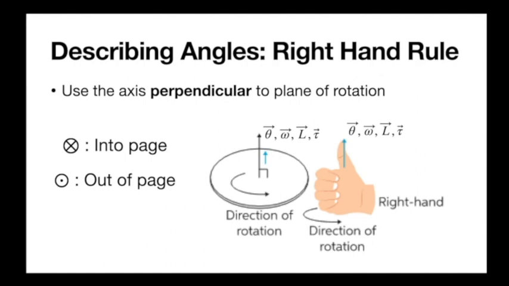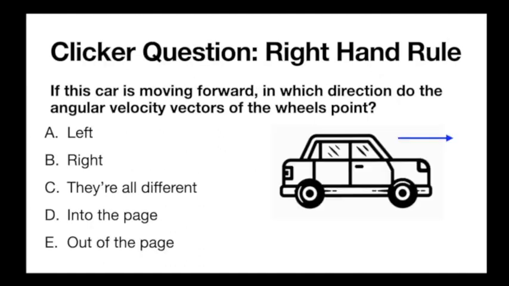Okay, so let's do a little practice on this. We have a car moving here to the right. What direction do the angular velocity vectors of the wheels point? So we have wheels rotating as the car moves to the right. What direction are their angular velocity vectors? When you decide, see if your neighbor agrees.